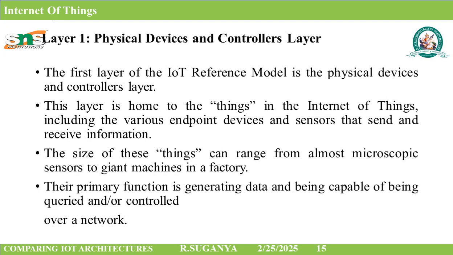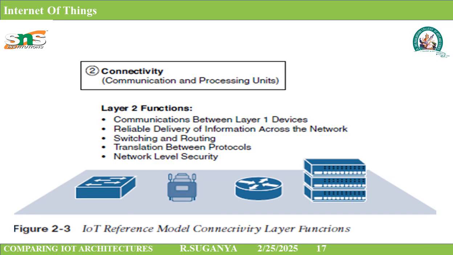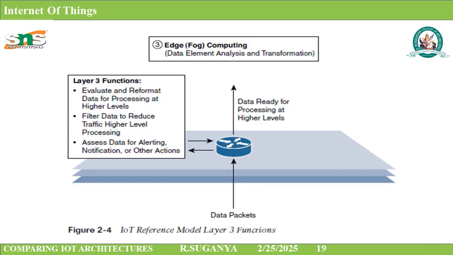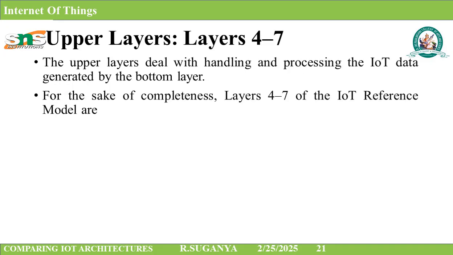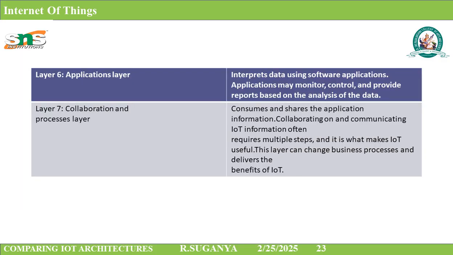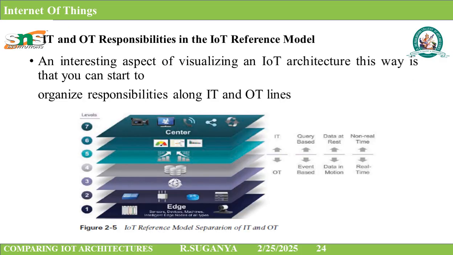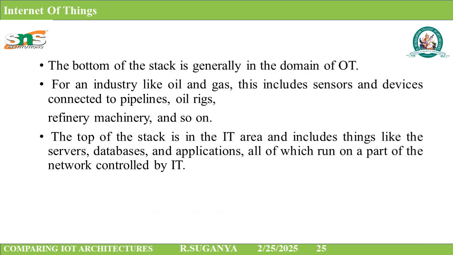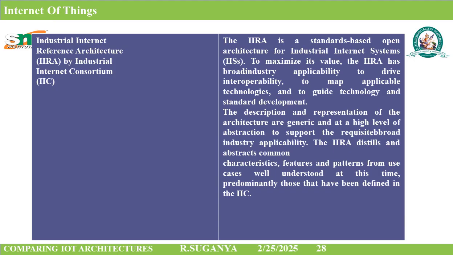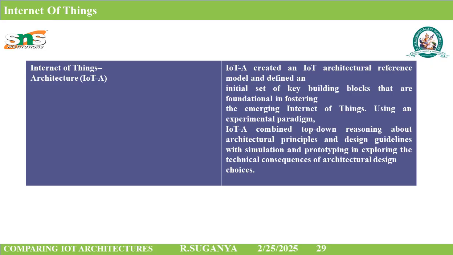So we have layer 1, and layer 2, the connectivity layer, with its functions. We have the edge computing layer, which has its own functions, and the upper layers, that is layers 4 to 7: data accumulation, data abstraction, applications, and the collaboration and processes layer. We also have the reference model separation of IT and OT, which is very interesting. Additional IoT reference models include the Purdue model for control hierarchy, the Industrial Internet Reference Architecture by the Industrial Internet Consortium, and the Internet of Things Architecture.